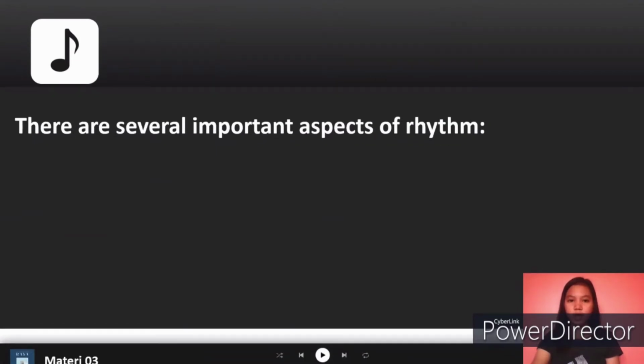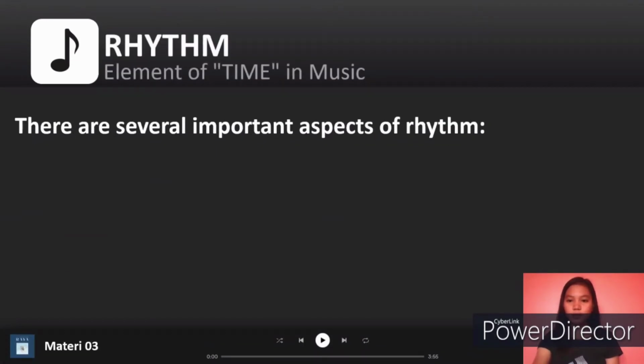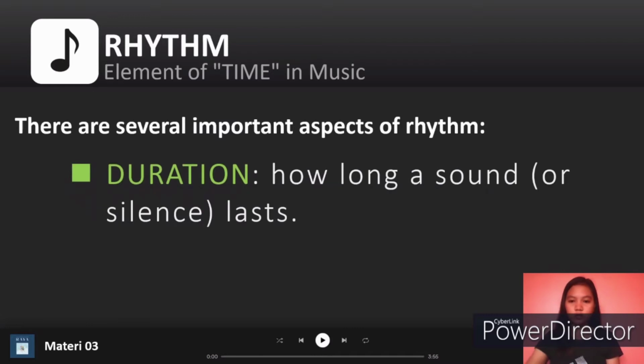So we have here the important aspects of rhythm. Let's take a look at the first one, which is the duration. Duration refers to how long a sound or silence lasts. So, gaano ba katagal ang tunog ng isang musical note? Or gaano ba katagal ang silence ng isang musical rest? So, that's what you call duration.